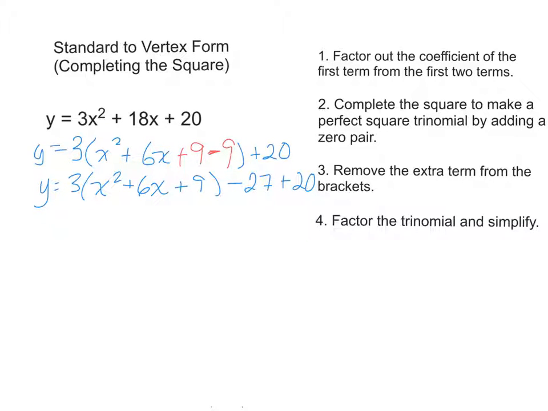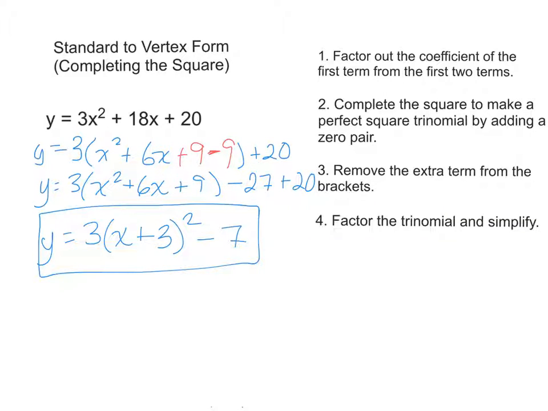The last step is factor the trinomial and simplify. But here's the great part about factoring the trinomial. What kind of trinomial is it? Perfect square. Super easy to factor. Take the square root of the first term, x. Take the sign from the second term, plus. Take the square root of the last term, 3. Put a squared on the outside. And then I want to simplify -27 plus 20, which is -7. Look at that equation. What's it look like? That's scary. Oh, what the heck? It's vertex form. What?